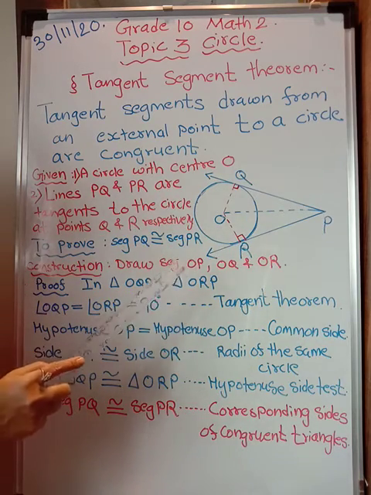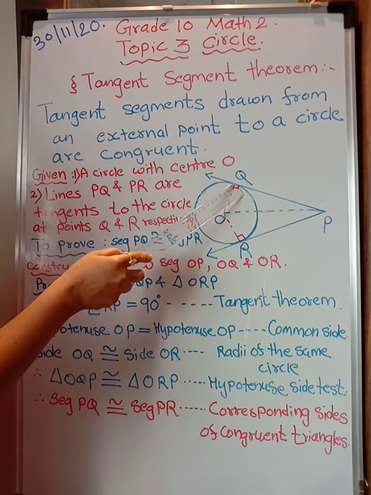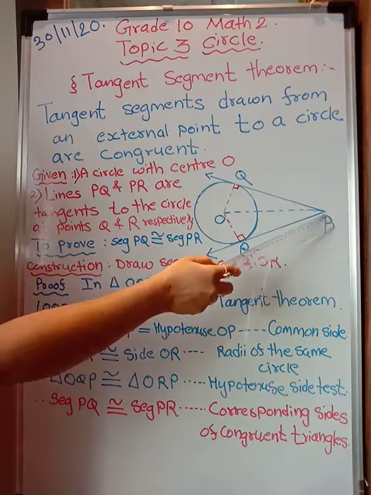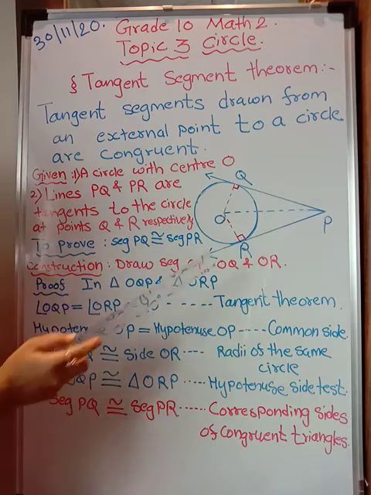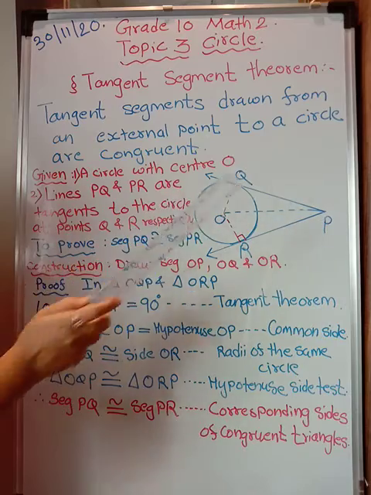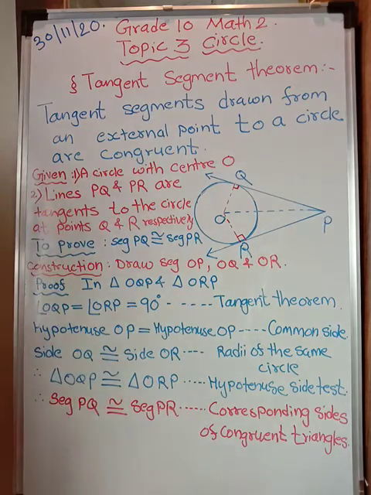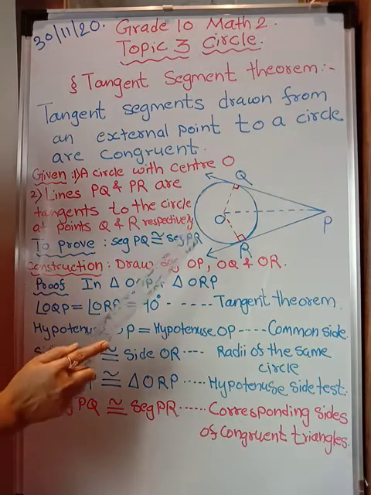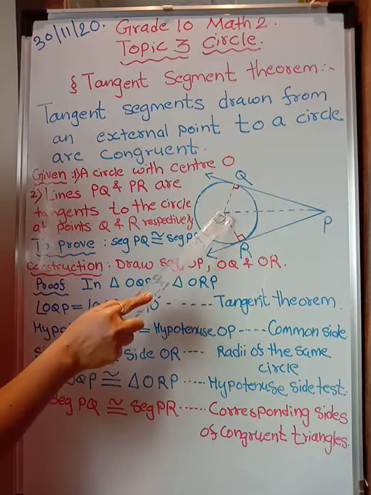And what we have to prove? That segment PQ, which is a tangent, is congruent to PR. So these two tangents which are drawn from the external point to the same circle are congruent. That is the tangent segment theorem. Proof is also very easy. Now consider what construction we have done. We have joined OP, OQ and OR.